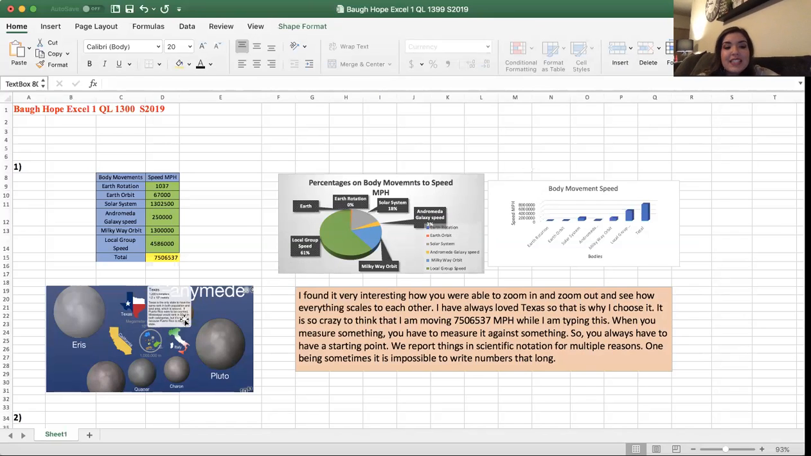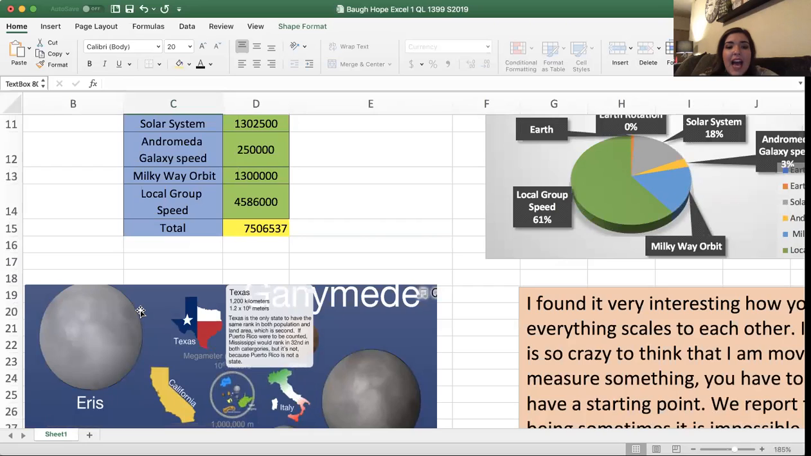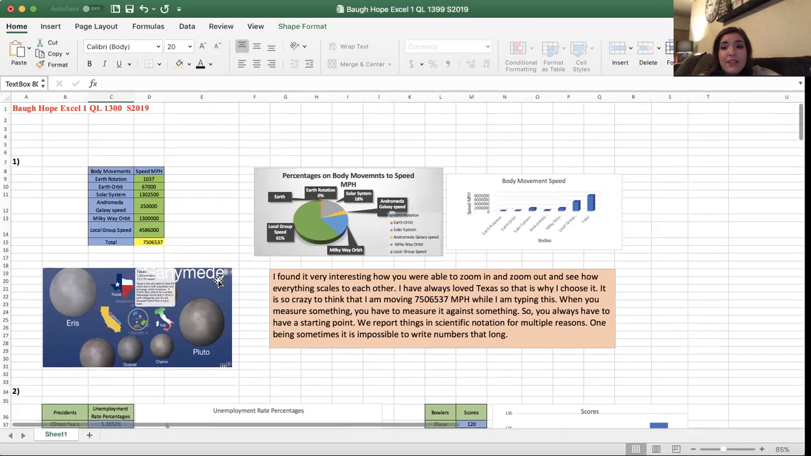Texas, I'll zoom in so you can see it, but it says that Texas is the only state to have the same rank in both population and land area. So that's pretty cool that they have that. I found the whole zoom where you could see the objects and stuff, very interesting.